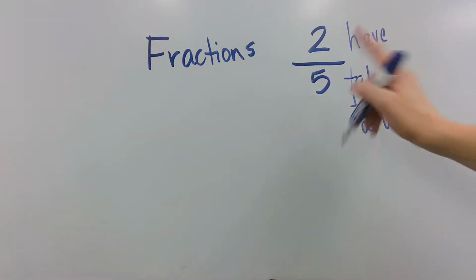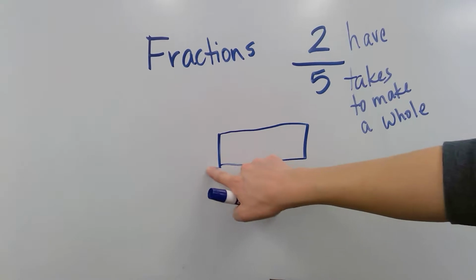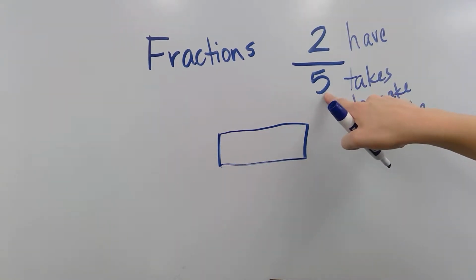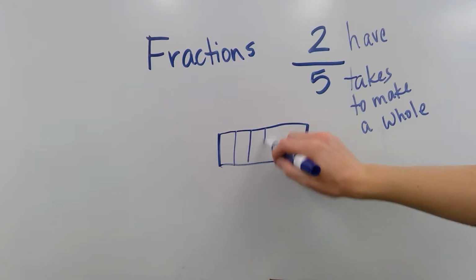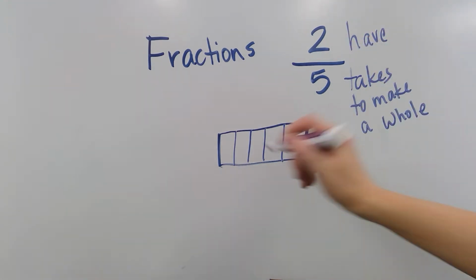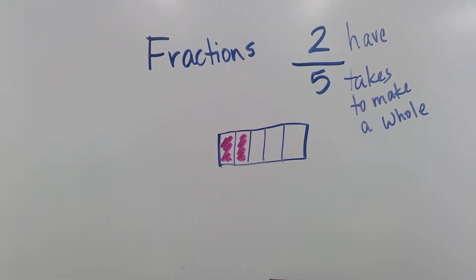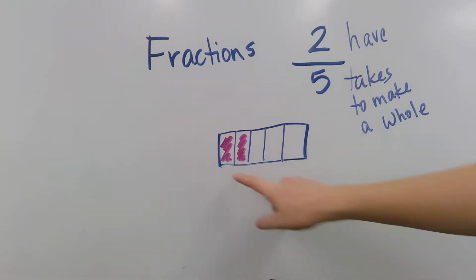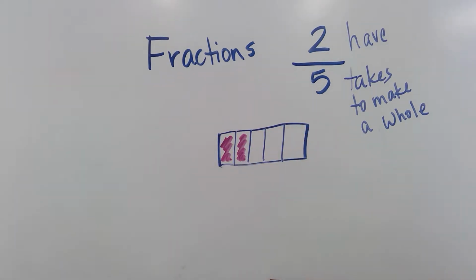So if I wanted to draw this fraction, I need to start by drawing a whole. And the denominator tells me how many it takes to make a whole. So I'd have to break it into 5 pieces. But then the numerator tells me how many pieces I have. So I have 2 of those pieces. I have 2 out of the 5 it would take to make the whole thing.